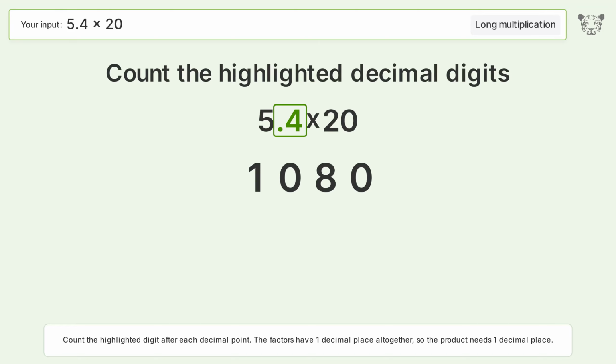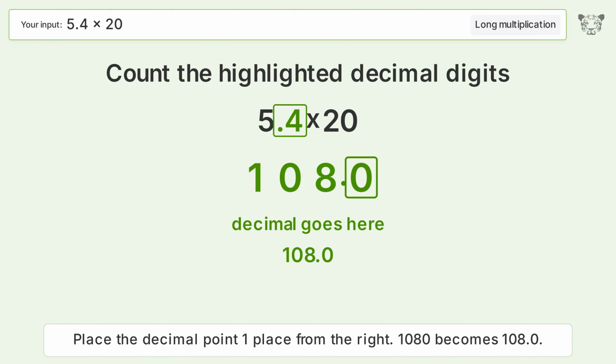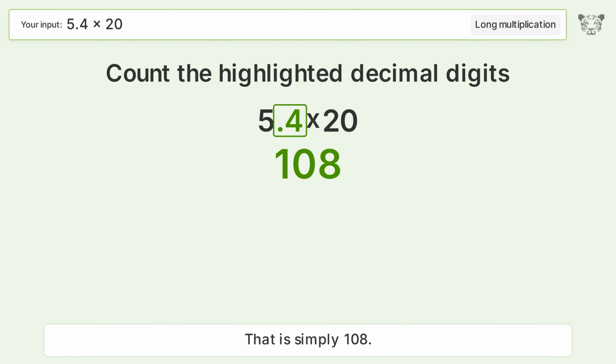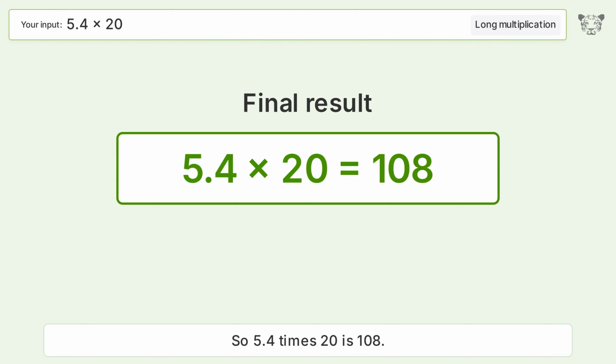Count the highlighted digit after each decimal point. The factors have one decimal place altogether, so the product needs one decimal place. Place the decimal point one place from the right. 1080 becomes 108.0. That is simply 108. So 5.4 times 20 is 108.